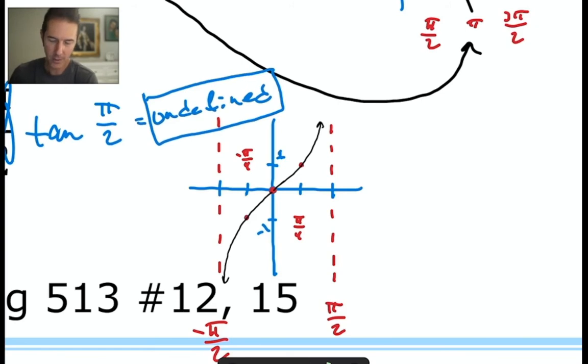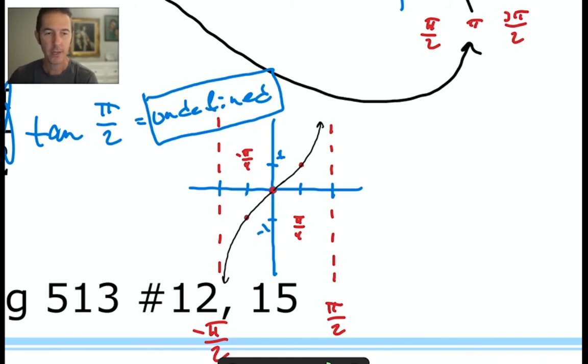And what is the tangent of pi over 4? What's the y value at that point? 1. Perfect. So negative pi over 4 and pi over 4 are not quadrantal values. Those are in the middle of a quadrant. However, negative pi over 2 points due south on the unit circle in the downward direction. That's a quadrantal angle, and tangent is undefined there.